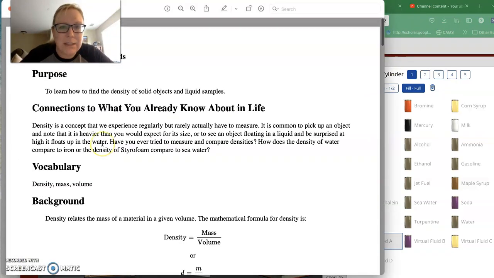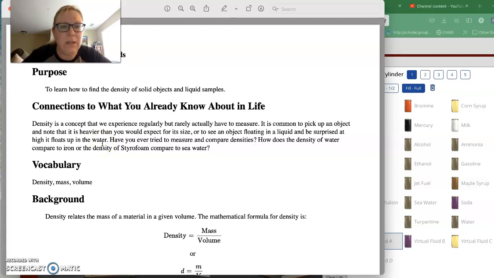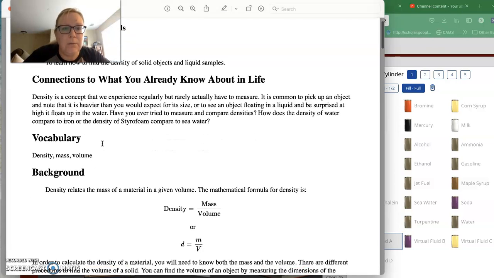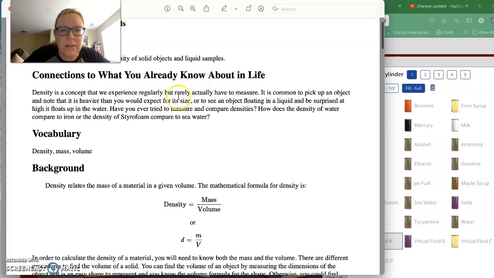So let's look at this density lab together. The objective here is to learn how to find the density of solid objects and liquid objects, so we're going to work with both. Density is a concept that we experience regularly, but very rarely do we actually have to measure it. It's just common to pick up an object and note that it's heavier than what you would expect for the size, or to see an object floating in a liquid and be surprised.